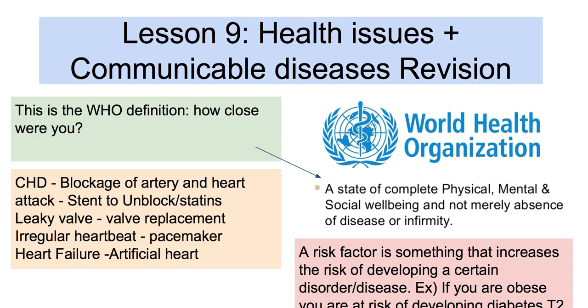And of course the question about the heart was all about coronary heart disease, blocking of the coronary arteries, causing a heart attack potentially, the use of stents, valve replacement, artificial hearts, pacemakers, and drugs, statins to help with all of that. The risk factor then is something that increases the risk of developing a certain disorder or disease. So if you're obese, for example, you're at risk of developing type 2 diabetes.